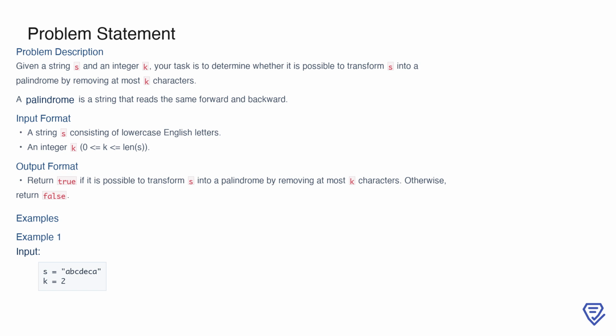The input consists of the string s, which only includes lowercase English letters, and the integer k, which can range from 0 to the length of s. The output is a Boolean value: true if the transformation is possible within the given constraints, and false otherwise. Now, let's take a look at a few examples to better understand the problem.